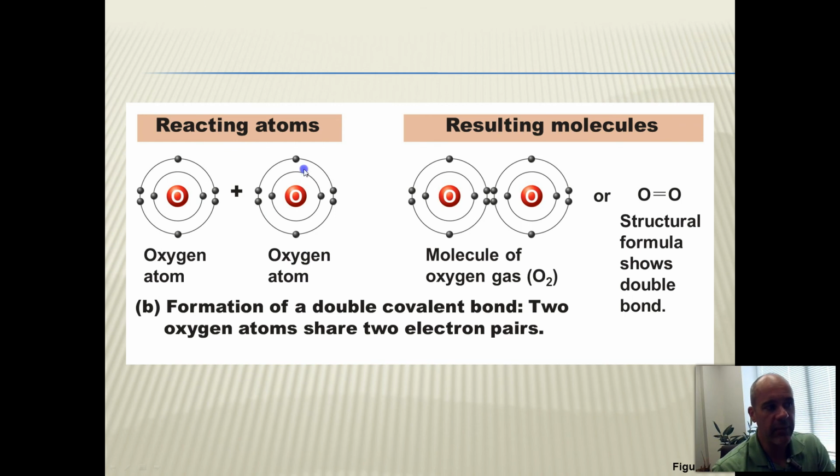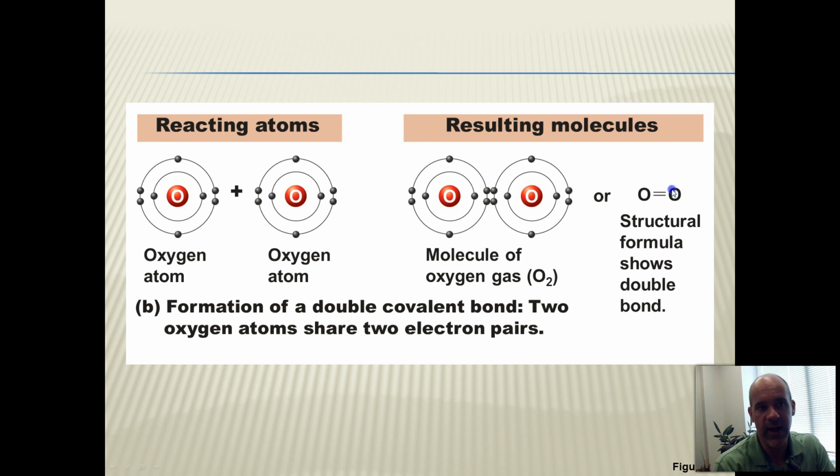Sometimes atoms, and again, this depends on their chemical properties, and we're not going to get into those details, but some atoms will share more than one pair of electrons with each other. For example, good old oxygen atoms. Oxygen in the atmosphere, like the oxygen that we breathe in that we need to survive, does not exist in the atmosphere typically as single oxygen atoms. Instead, it exists as a molecule of oxygen gas. This is called O2.